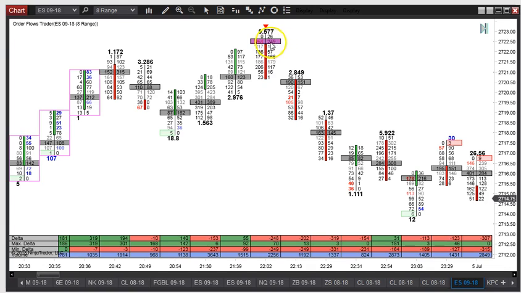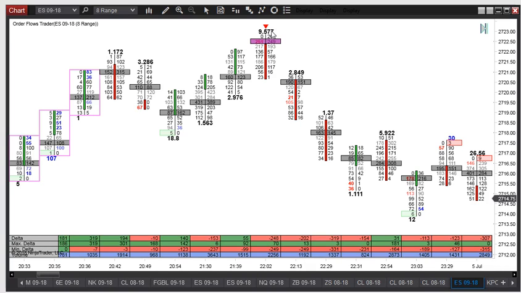And here you have a prominent point of control. It's colored magenta. So I know I've got resistance up here in the point of control, and I've got aggressive sellers coming in. So what do I have? The market's rallied up to a level where there's resistance, and aggressive sellers are also coming in. So it's like you hit a level where there's going to be resistance in the market, and you add to that aggressive sellers coming in. That's what you want as a trader.